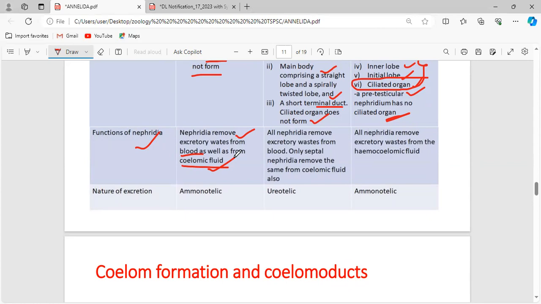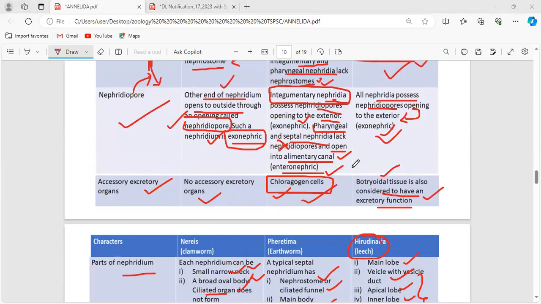See, we know that we have two different types of coelom. What is that? Schizocoel, very good. White rodent tissue, good. So this is what a listening capacity. This is the listening skill, okay?